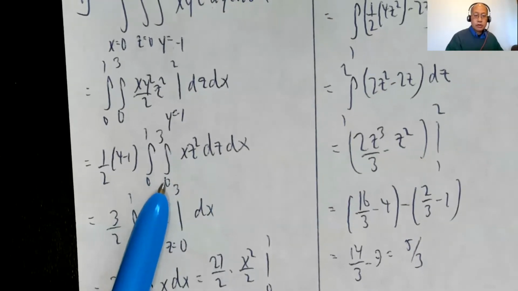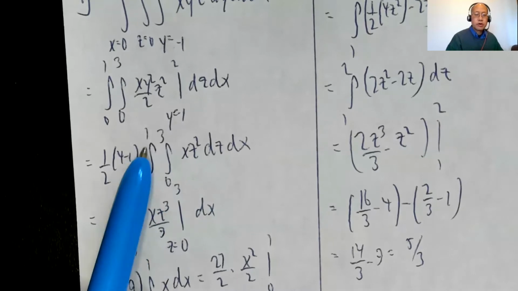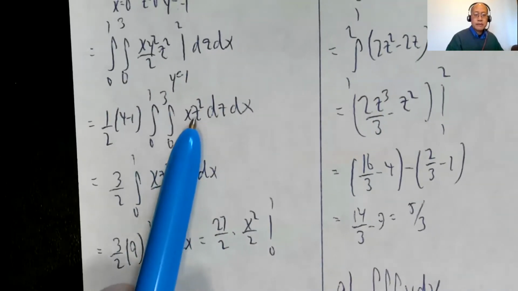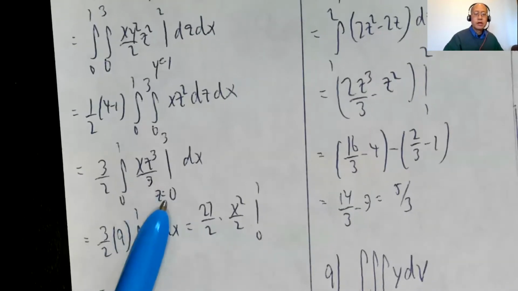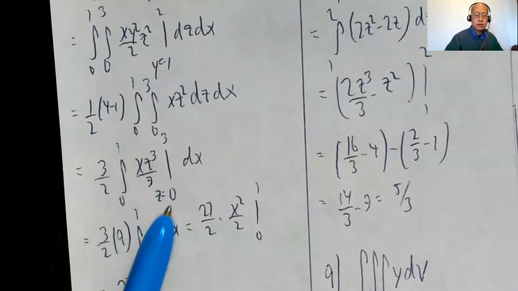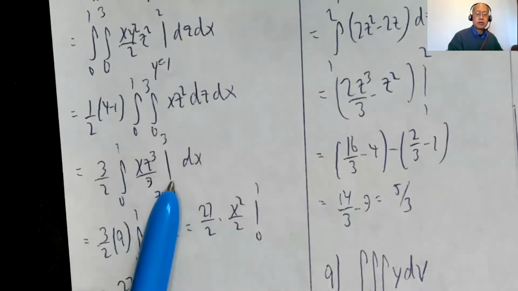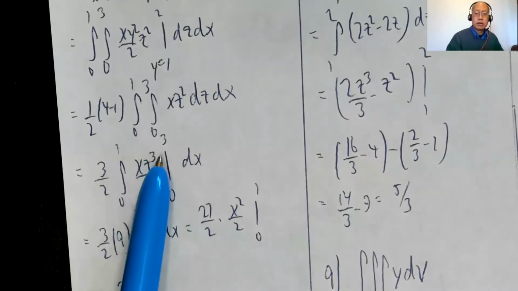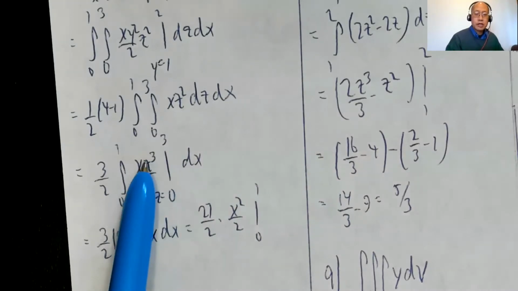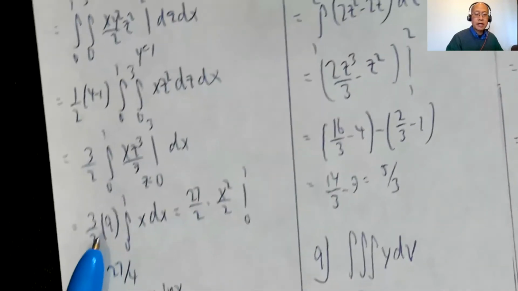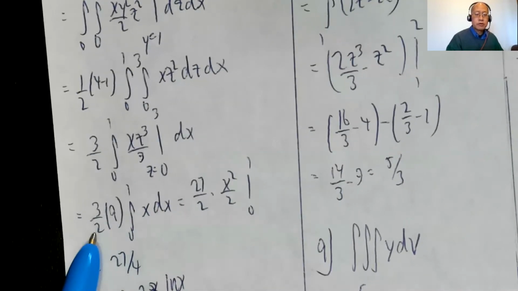0 to 3 is for z, 0 to 1 is for x. So integrate with respect to z, x z cubed over 3, from 0 to 3. Plug in 0, you get 0. Again, don't bother plugging in 0. We've got some integrals that are going to be so long, you'd rather not even fool with it. Plug in 3, you get 3 cubed is 27 divided by 3 is 9. Take out the 9, so I have 3 times 9 over 2.